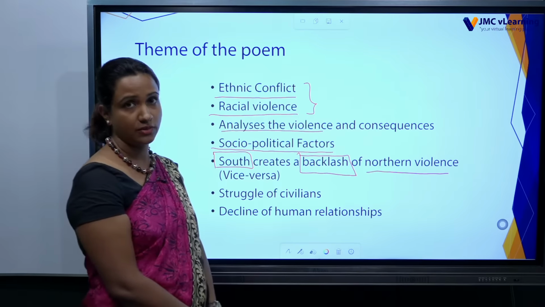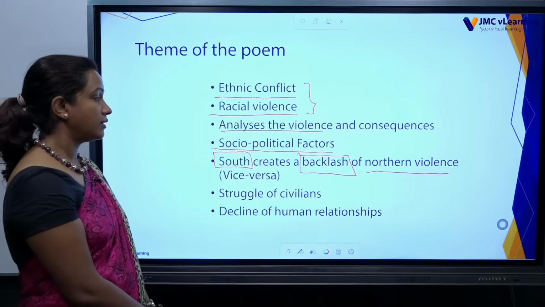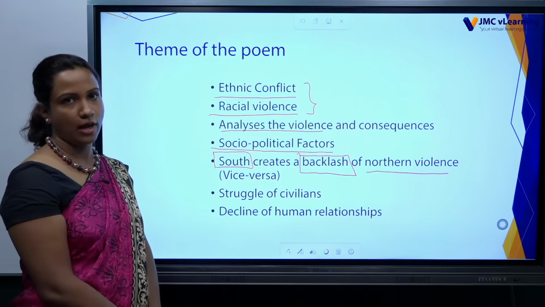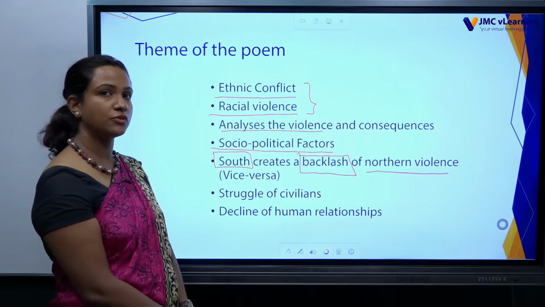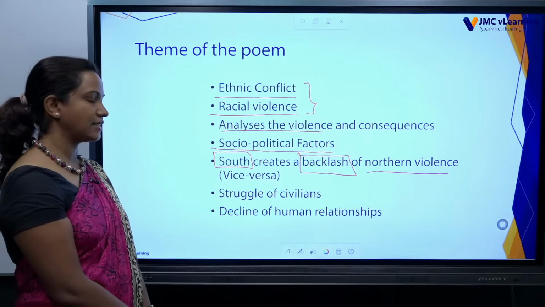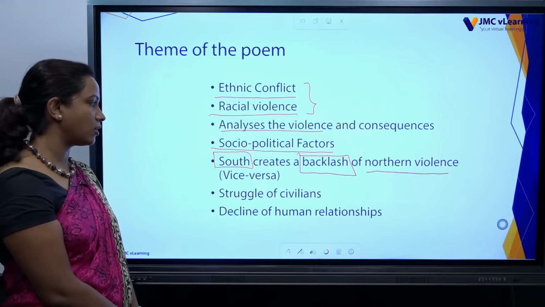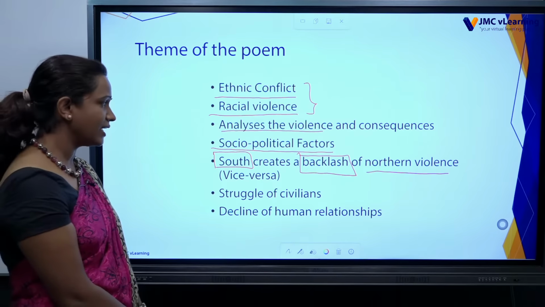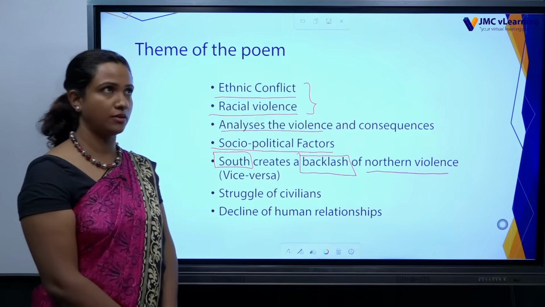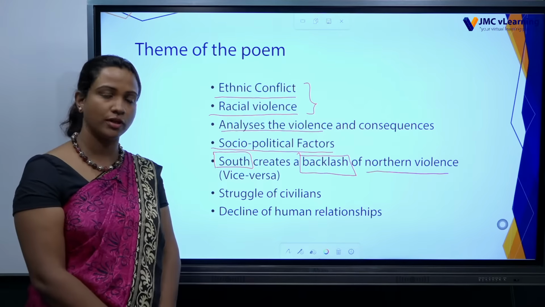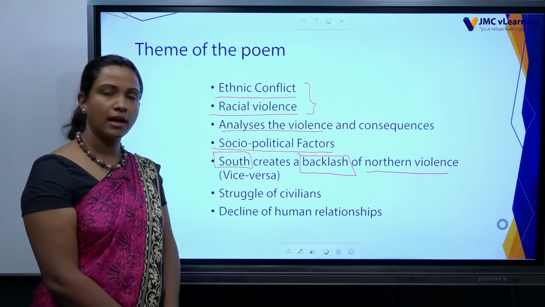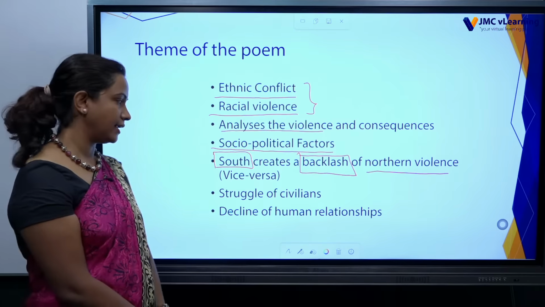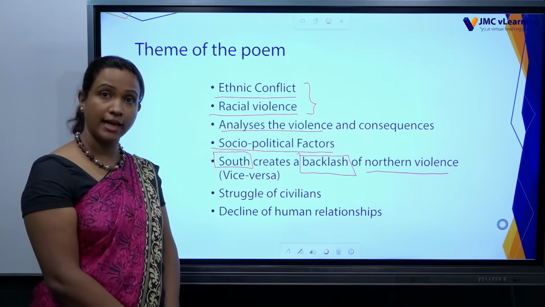Struggle of civilians. As you know, the Tamil veteran is a good example. He is struggling for life. He sends Padmini and her daughter to the neighboring house. That clearly indicates the struggle of civilians. Decline of human relationship. Even in the stanzas that we discussed about the Tamil veteran, it speaks of the decline of human relationship. It says, thanks for getting in touch, but I know that you can't help anymore.